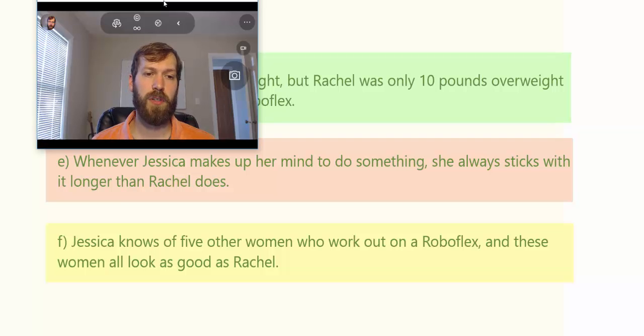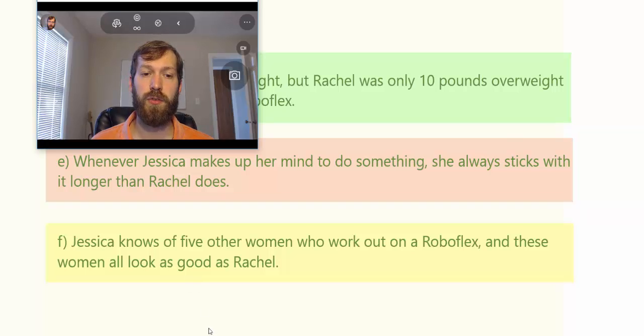And then let's look at this fact. Whenever Jessica makes up her mind to do something, she always sticks with it longer than Rachel does. This is going to strengthen the argument because Jessica will, if she's going to stick to getting the same results as Rachel does, that's going to increase the chances that she will in fact duplicate the results.